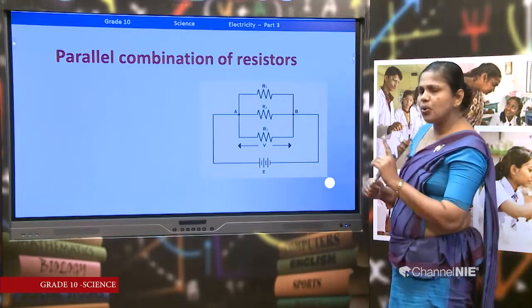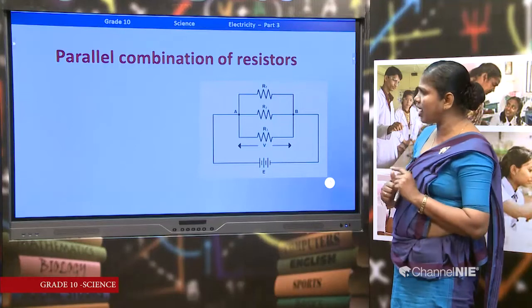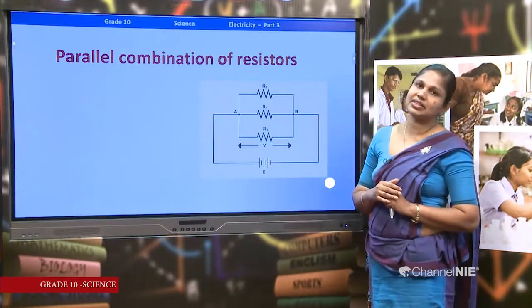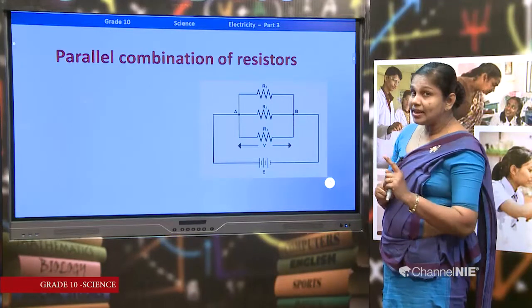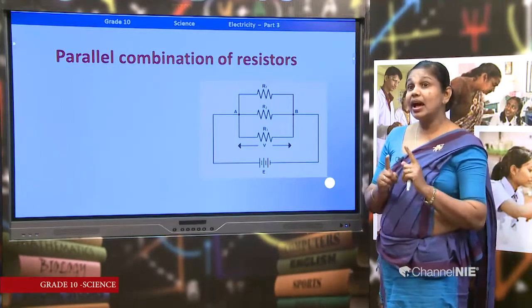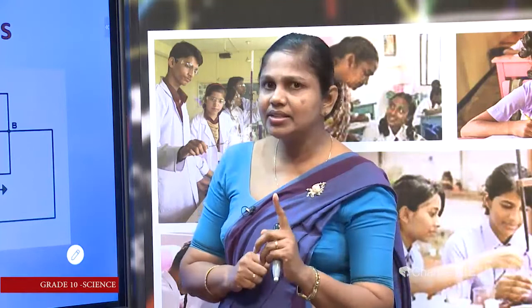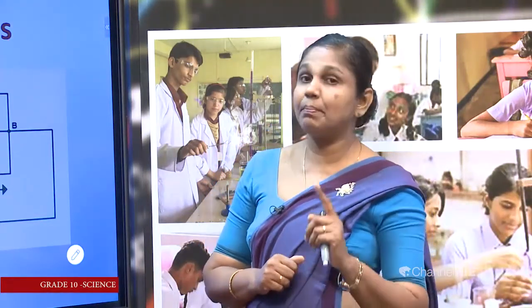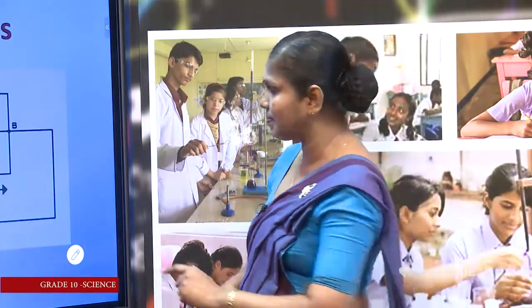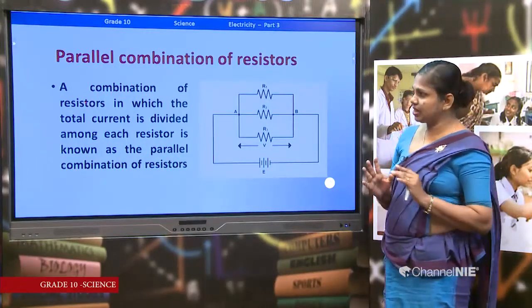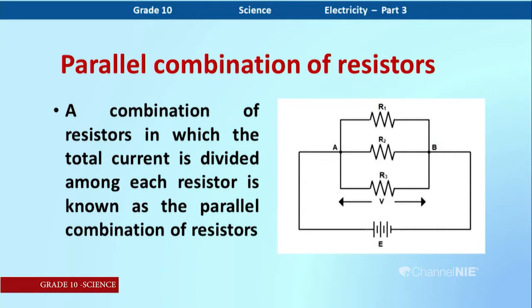When the total current flows through the circuit, children, the total current is divided among the resistors and flows. Not like in the series combination. Here, the current is divided among the resistors and flows. When the resistors are connected in this manner, it is called the parallel combination of resistors. See the definition. A combination of resistors in which the total current is divided among each resistor is known as the parallel combination of resistors.